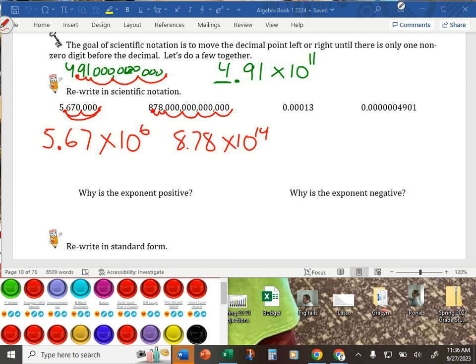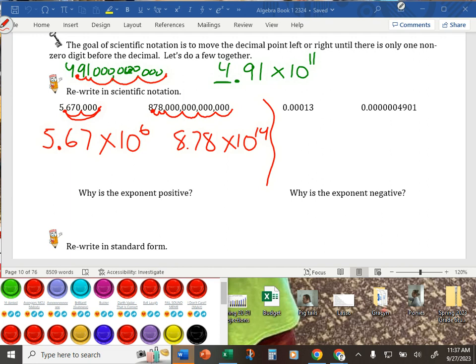So in these two examples here, this positive exponent, what does it tell you about the number? If you saw 5.67 times 10 to the 6th, you see the power is a 6, you see it's positive. What does that positive power tell you about the original value? We know yet? Perfect. Well, let's talk about the next two then. Okay? So here, we're given a decimal. 0.00013 is a pretty small number.